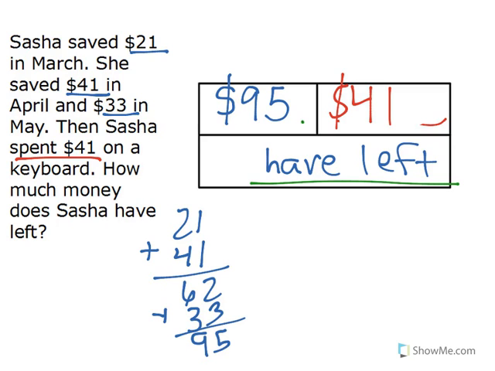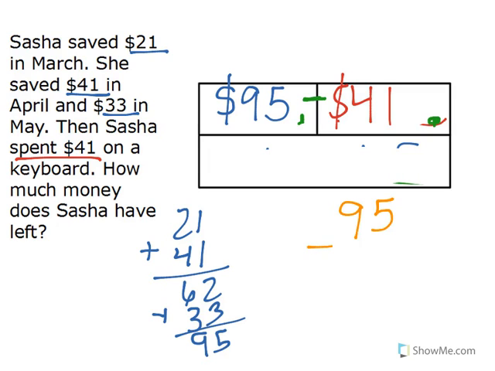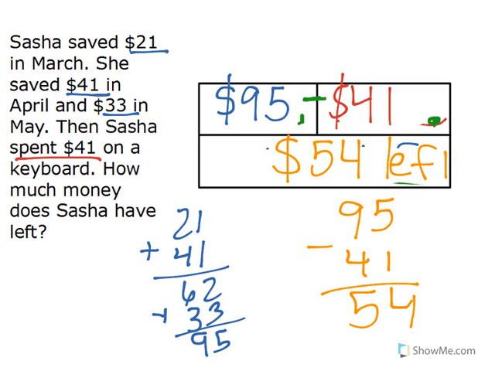So I know that she saved $95, she spent $41. So if you spend it, that's kind of like giving it away or taking away. So that means we're going to find the difference between these two numbers. So to find out how much money she has left, I'm going to take 95 and I'm going to take 41. 5 take away 1 is 4. 9 take away 4 is 5. So she has $54 left. And there's my answer.